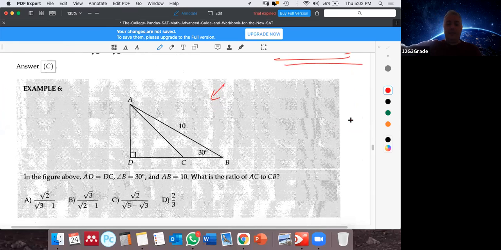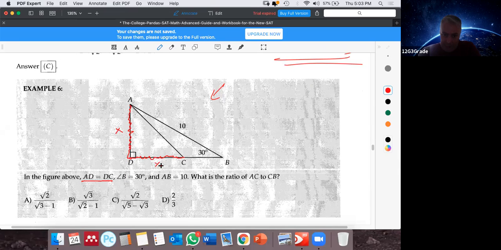In the figure, AD is equal to DC. Now, in SAT, whenever you have the givens, always put them on the graph, on the question, on the paper. So AD equals DC, and maybe better to do something like that to recognize better. These two sides are equal.